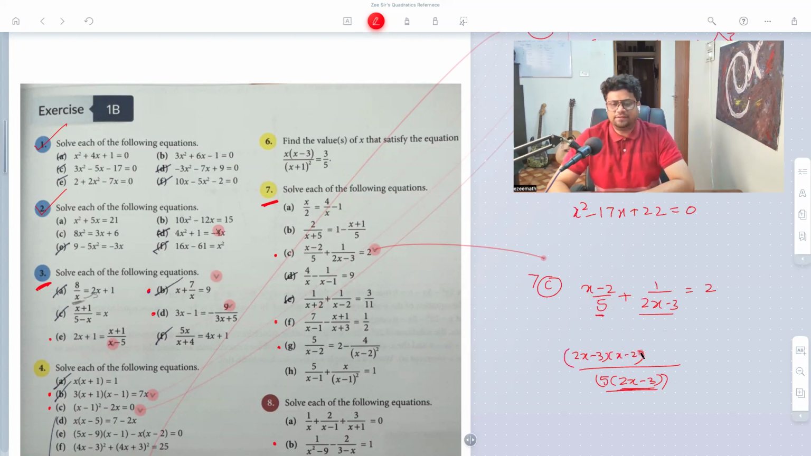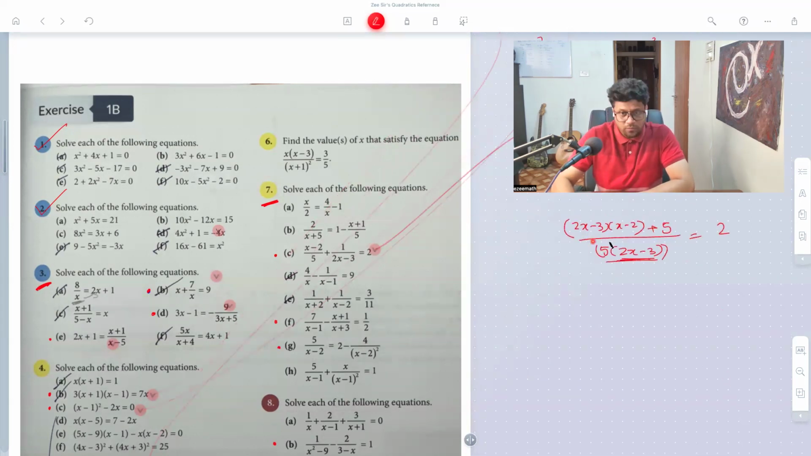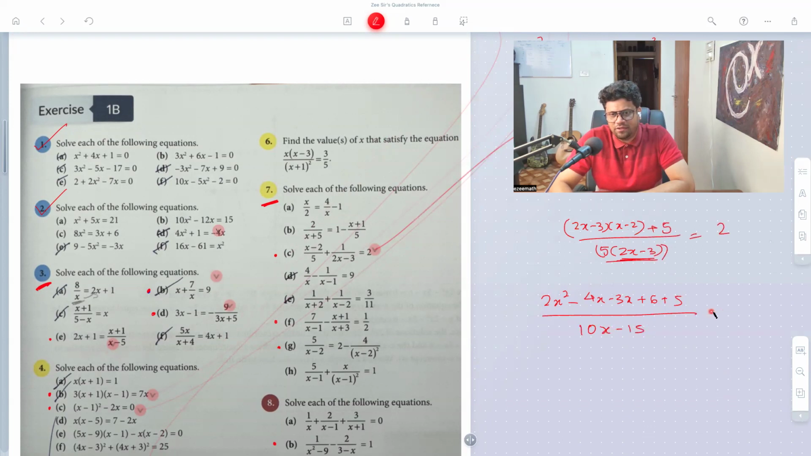Well, some people call it cross multiplication, which is not technically wrong. You're literally cross multiplying. After you have taken the LCM of 5 times 2x minus 3, you're multiplying this with this and this with that. So you're looking at a 5 there. Okay. And then we go 2x minus 3 into x minus 2. Well, it's supposed to be 2x squared minus 4x minus 3x plus 6 plus 5 whole divided by 10x minus 15 equals 2.